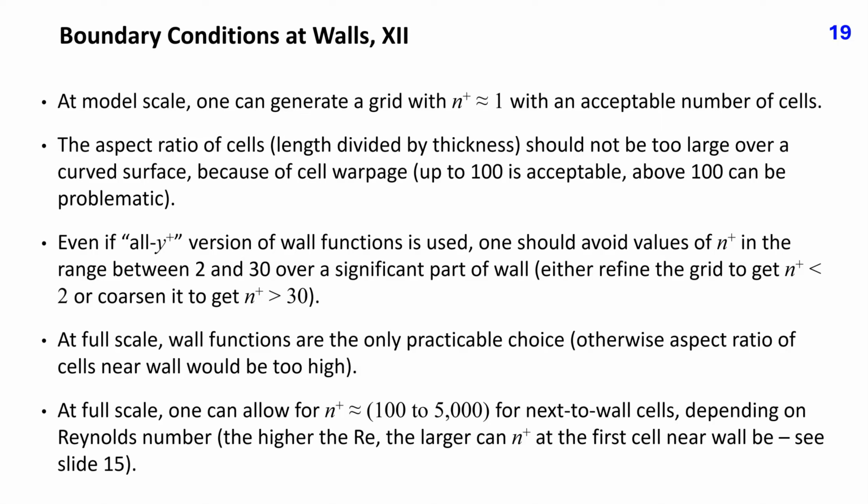At model scale, it is common to adapt the grid so that y+ is in the range between 50 and 100. At full scale, one can allow for larger values of y+ for next-to-wall cells, depending on the Reynolds number. The higher the Reynolds number, the larger y+ at the first cell near the wall can be. See slide 15. It is only important that several near-wall cells fall into the log range.